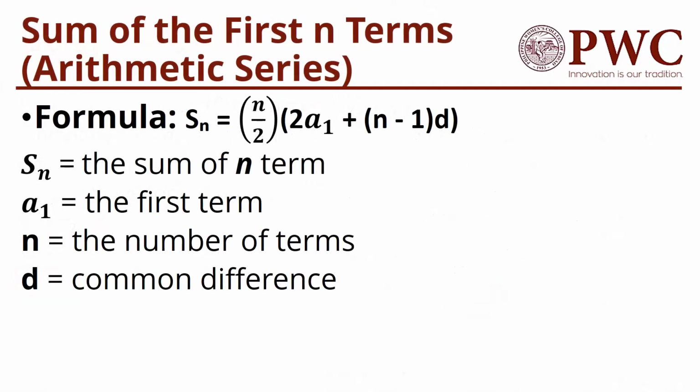Let's go with the sum of the first 10 terms in the arithmetic series. Now we have a formula of s sub n is equal to n over 2 times the quantity of 2 a sub 1 plus the quantity of n minus 1 times the common difference d, where s sub n is the sum of n terms, a sub 1 is the first term, n is the number of terms, and d is the common difference. Now let's have an example.